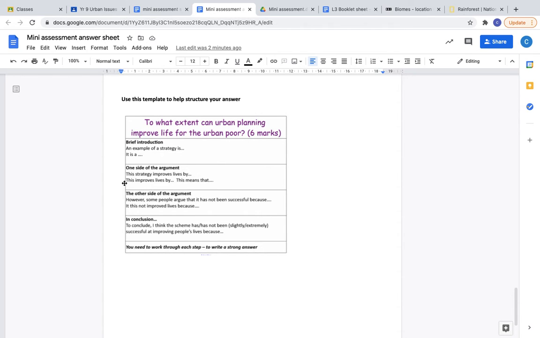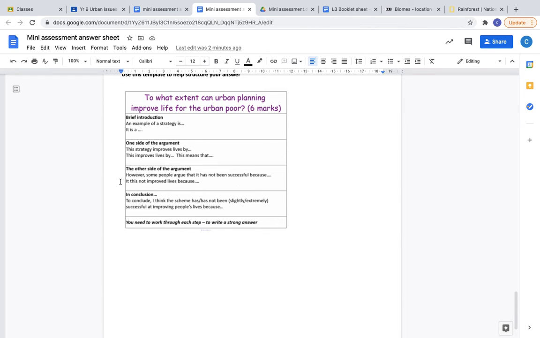So then we're going to move on to our first paragraph, which is one side of the argument. So this, we might say, how does this strategy improve lives? You might want to include 1 or 2 points here, but if you've made a point, you then need to go on and explain it, give evidence, and link it back to the question. So PEEL: we need to make a point, explain it, have some evidence to back it up, and then link it back to the question.